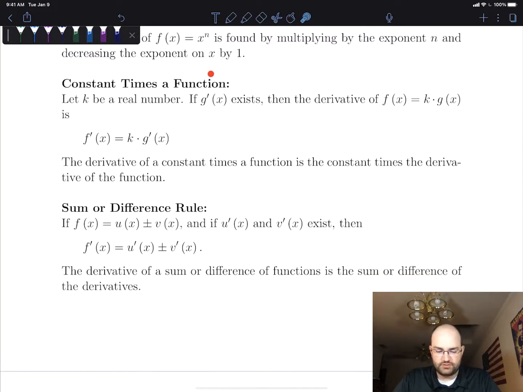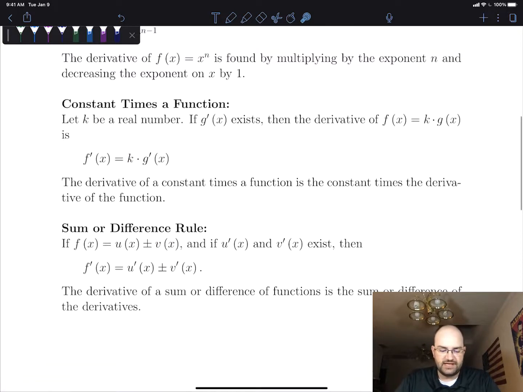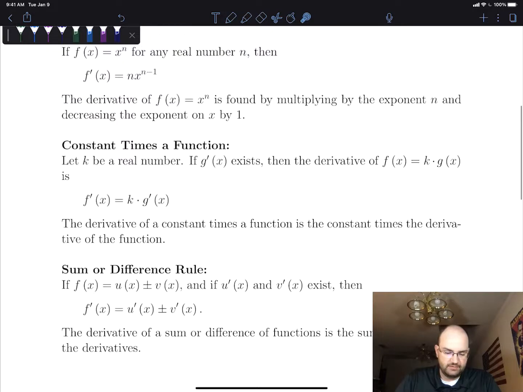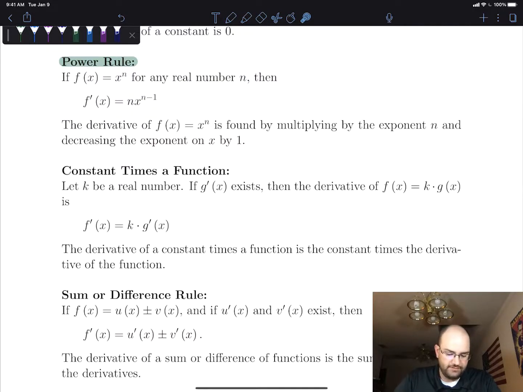Constant times a function. So basically, if you've got a constant times some other function, then the derivative of that is going to be that constant times the derivative of that function. And then the sum or difference rule. If you have a sum or difference of two functions, then it's just the sum or difference of the derivatives. That's pretty much it. Now, this one isn't really that big of a deal. That just means that the n up here can go out in front of any constant. In other words, this exponent can multiply by any constant here to give you the derivative. And of course, take the exponent down by 1.